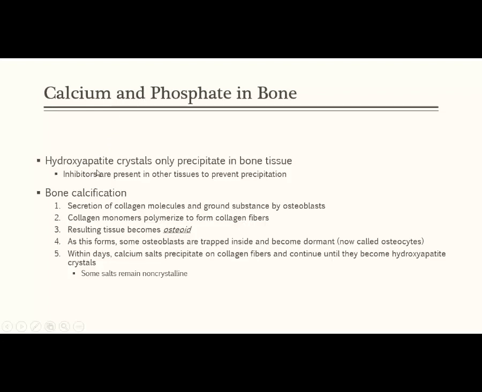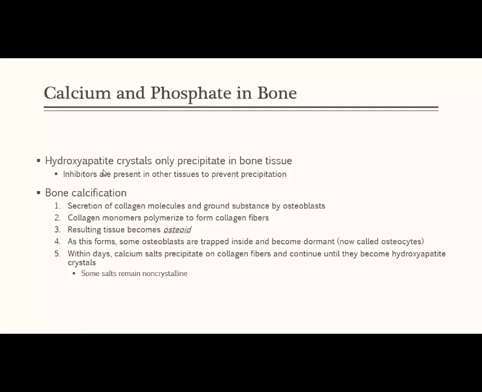Hydroxyapatite only precipitates in bone tissue. There are inhibitors in all other tissues to prevent precipitation of hydroxyapatite. If otherwise, we turn into great big rocks or boneheads. We don't need that. So how does that happen?